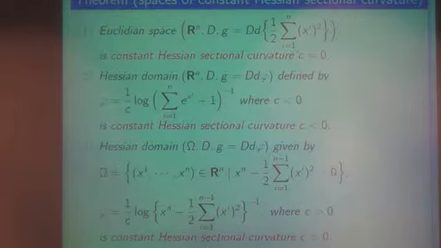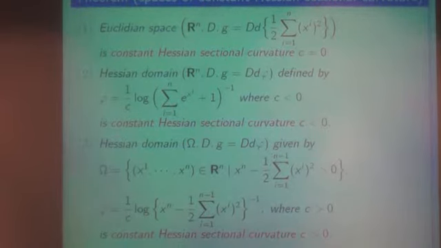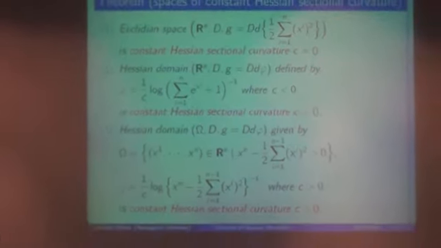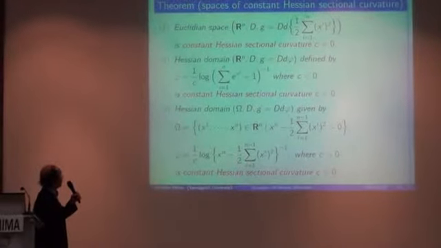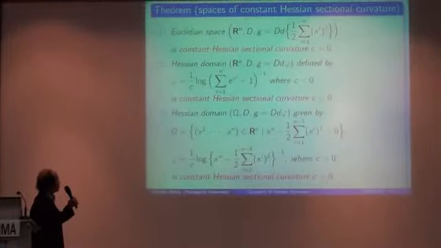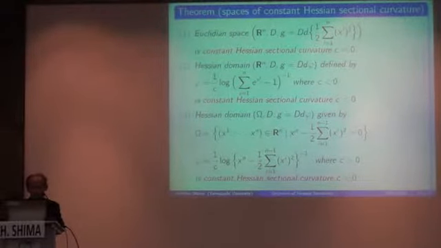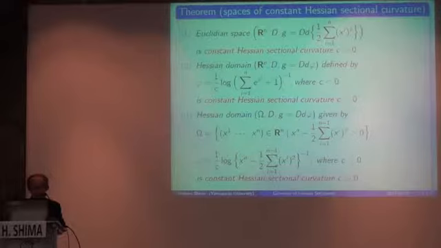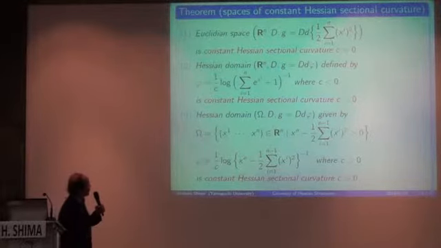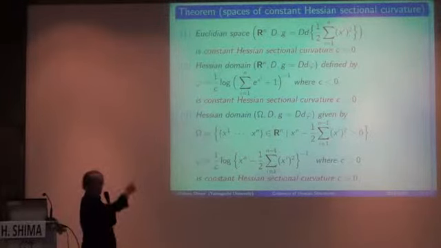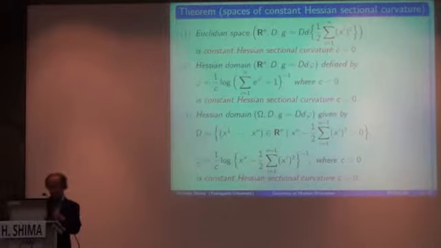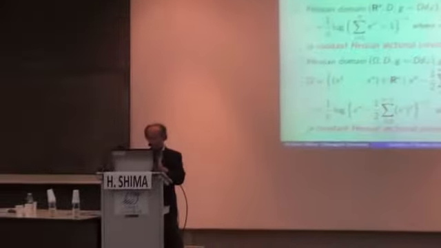The second case, the Hessian domain R^n, D, g defined by the potential phi given by 1 over c log (sigma exp xi plus 1) inverse, where c is a negative constant. In information geometry, this formula is very famous.